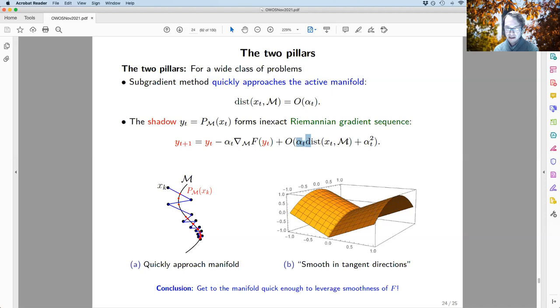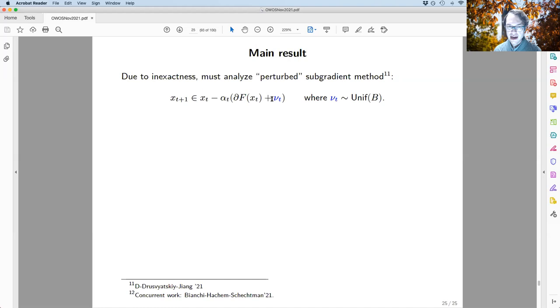Okay, so the idea then is to take this iteration and add a small perturbation to it. The hope is that if we keep adding perturbations to the subgradient at every time step, we might pick up directions of negative curvature. And here I just sample them uniformly on the ball. You could sample them in many other ways as well, as long as you have some support on those directions of negative curvature of the function.